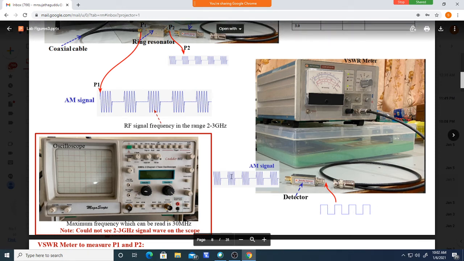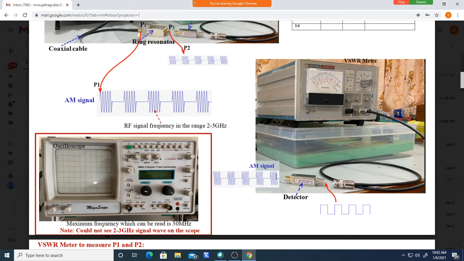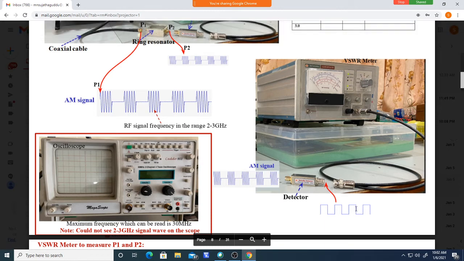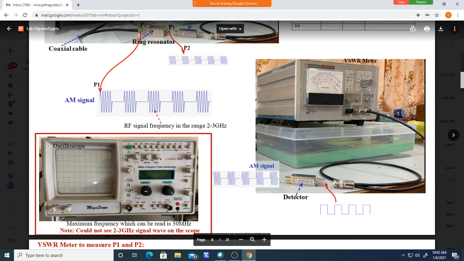As already told, this AM modulating signal is a square wave, so the square wave is extracted using the demodulator. The envelope is taken here, and we get the square wave. This is a low frequency signal now. If an AM modulated signal is there, only then will we get a square wave. This is a low frequency 1 kilohertz signal that you demodulated here.